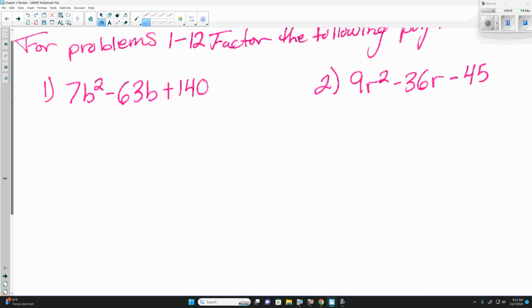So the first 12 problems are factoring. We're factoring them. I'm going to go on and look at just problem one unless there's a specific one y'all want to look at.